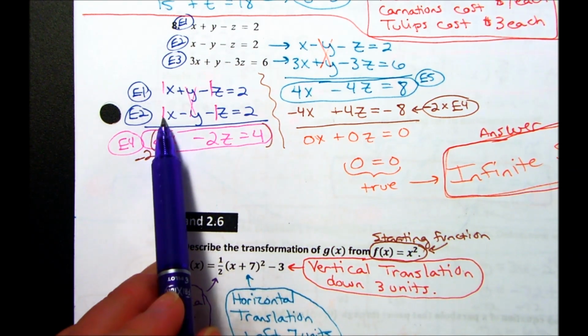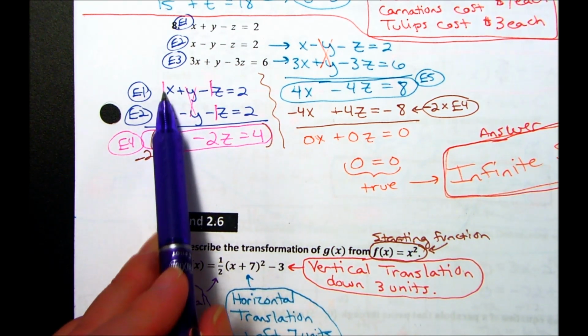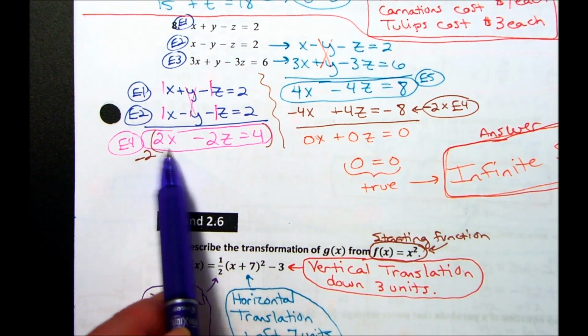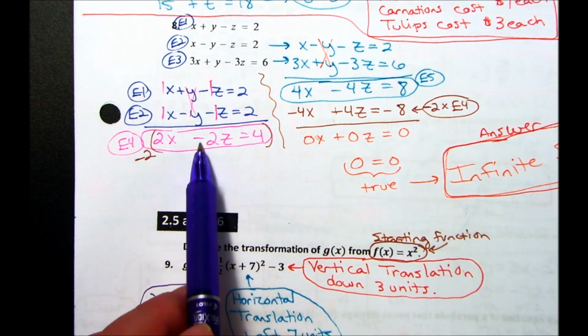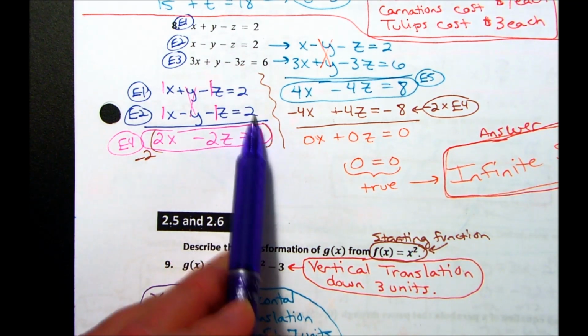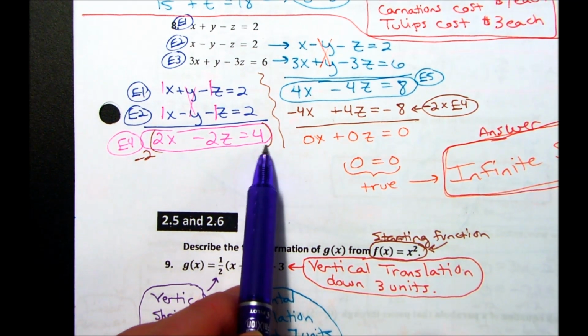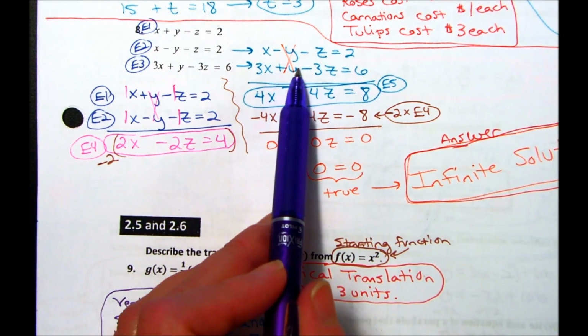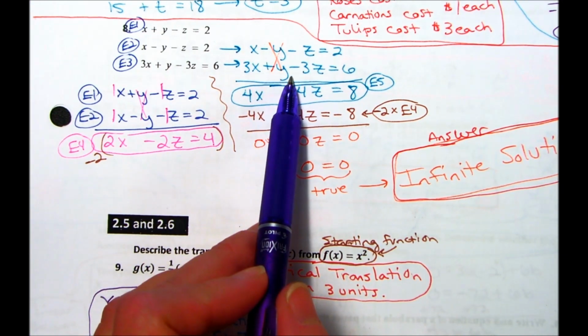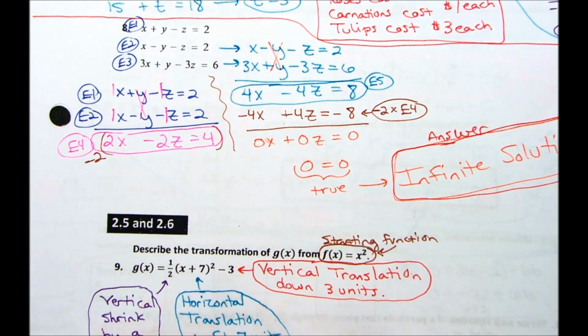Don't forget, if there's no variable or no coefficient in front, those coefficients are 1. So if you add the x plus another x, you get 2x. If you add a negative 1z and a negative 1z together, you get a negative 2z, and then the 2 plus 2 gives you 4. Then I took my equations 2 and 3 over here and again eliminated the y's, so I didn't have to do any multiplying, which is really nice for this problem.